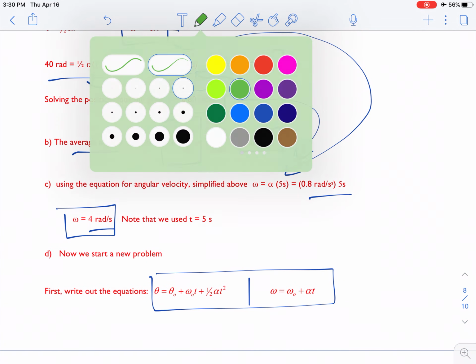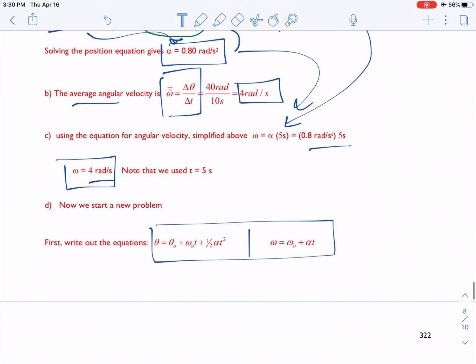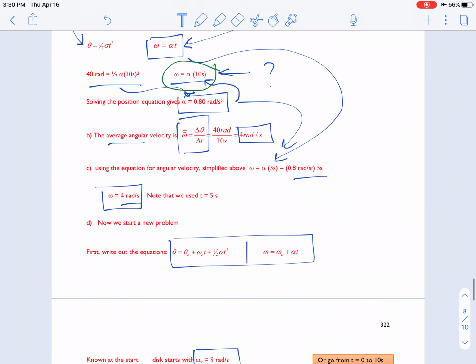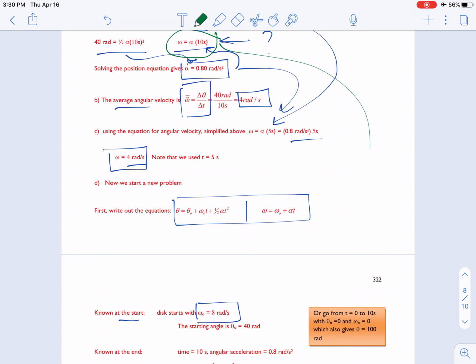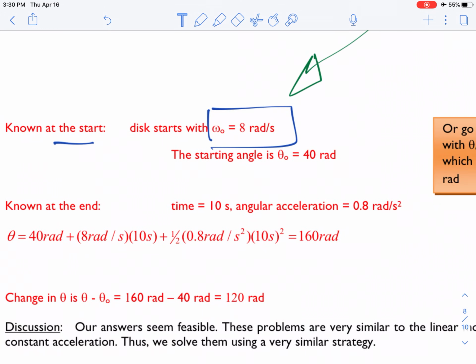I'm gonna use a different color. And again, this is omega, right? At 10 seconds, what is omega? You know that alpha is 0.8. Okay, I'm gonna make this smaller. And we have this to be 0.8 times 10, right? Radians per second squared times seconds. It gives you 8 radians per second, okay? So that's where it comes from. So we're gonna use these and find out the rest of the problem.